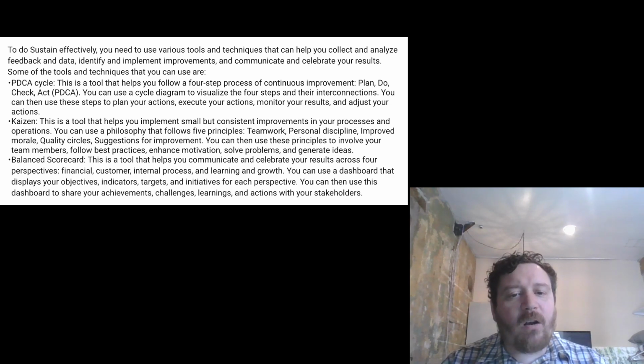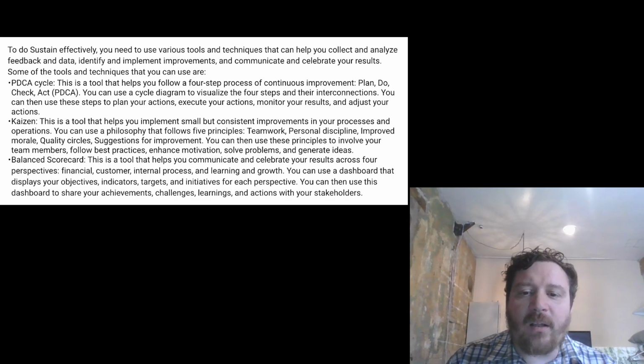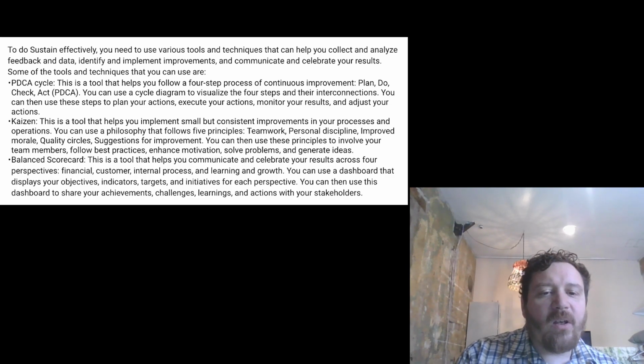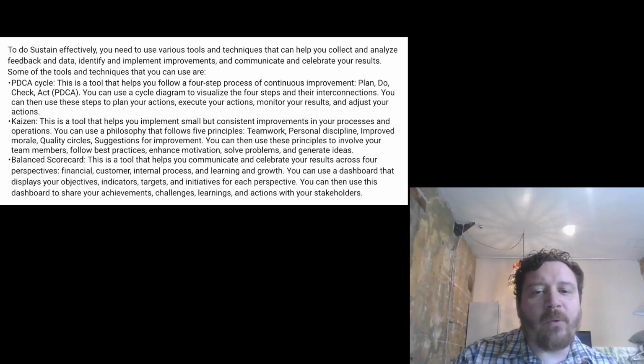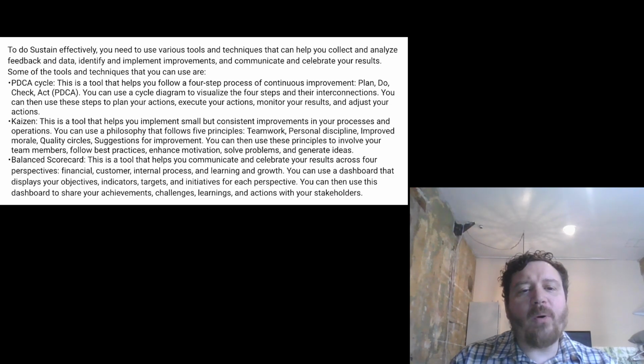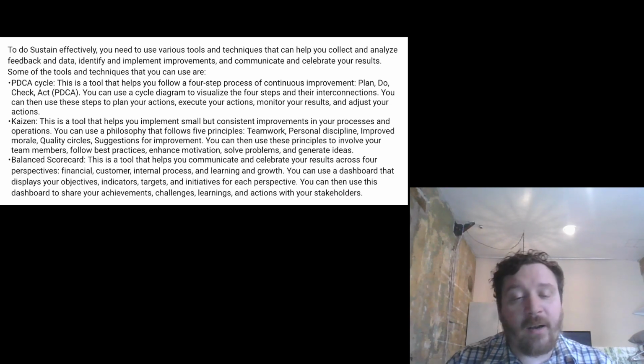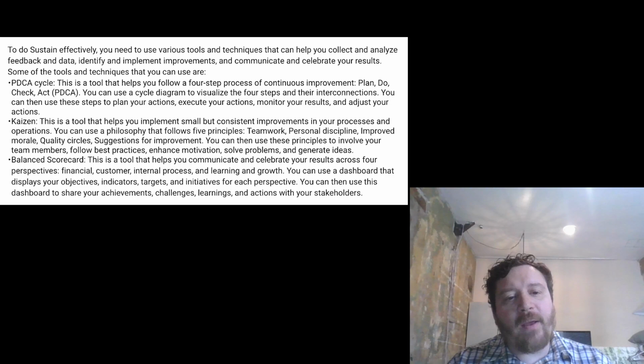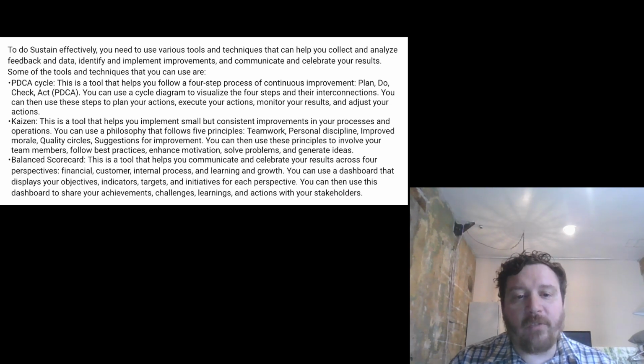Check. We monitored our results using the data that we collected using KPIs in the Streamline stage. We also monitored our feedback using the data that we collected from our customers, staff, and stakeholders. Act. We adjusted our actions based on our results and our feedback. We also adjusted our plan of action based on our learning and our insights. Kaizen. We implemented small but consistent improvements in our processes and operations using the 5 principles of Kaizen.